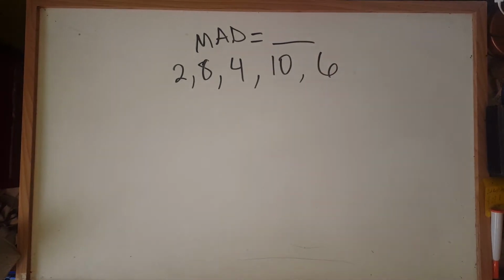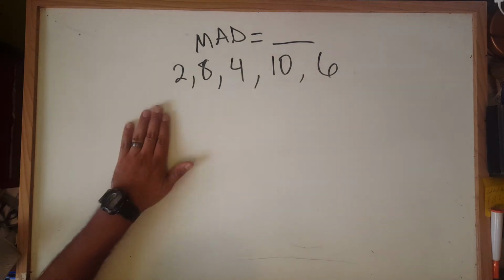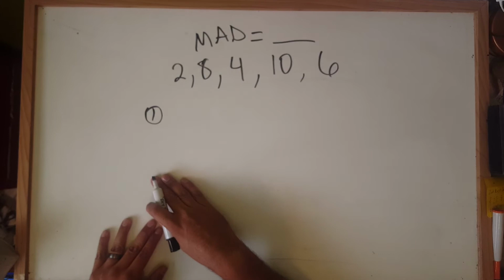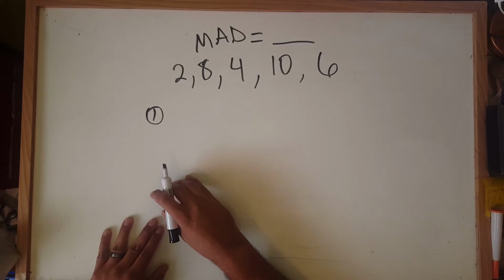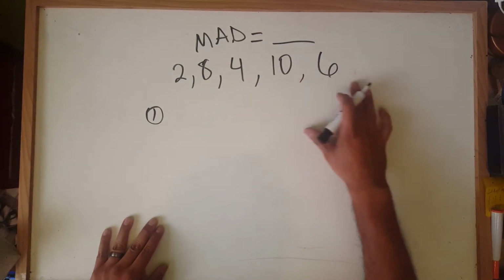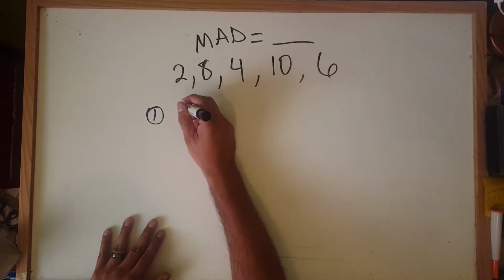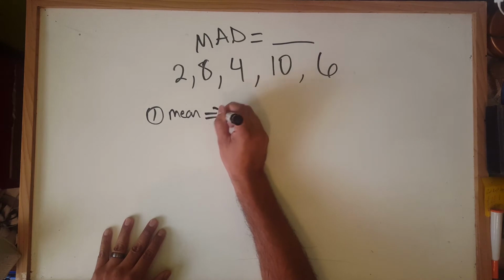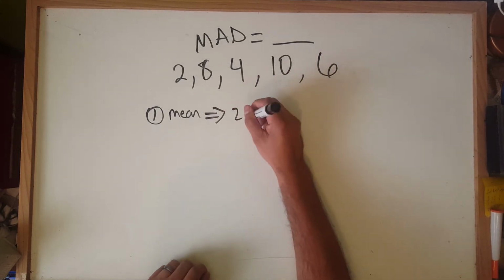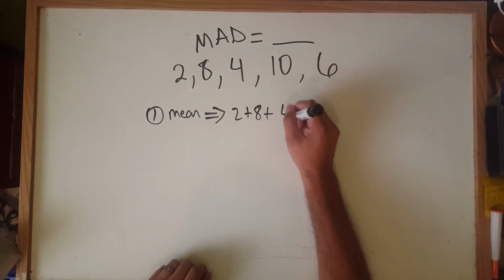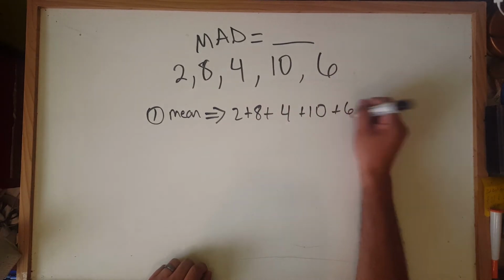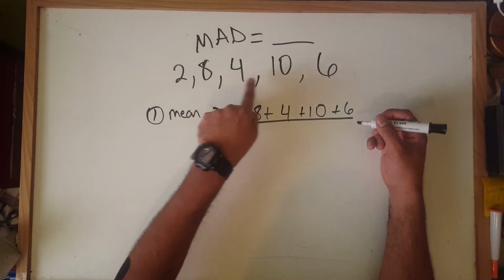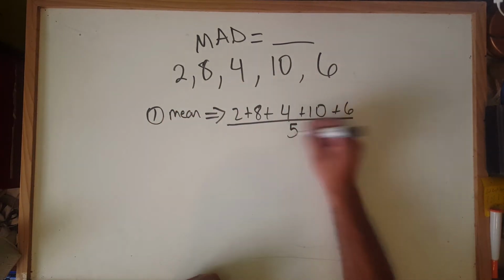So mean absolute deviation. All right, so the first thing we need to do, step number 1, we need to find the mean. Okay? So that means we need to add up all these numbers and divide by how many there are. So I'm going to go ahead and do that. So the first step is mean. And let's do that. So let's go 2 plus 8 plus 4 plus 10 plus 6. And all of that is going to be divided by 1, 2, 3, 4, and 5 because there's 5 numbers. So that goes there on the bottom.